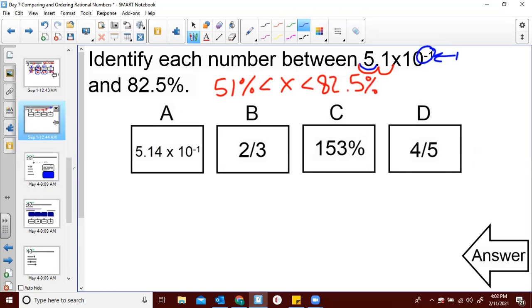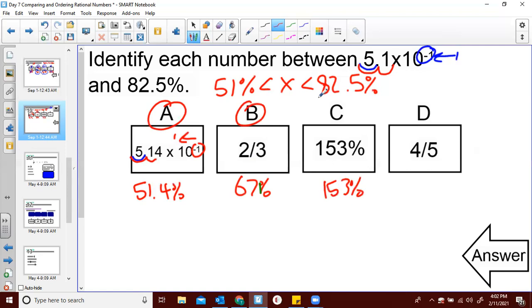So let's look at this guy, go back one, but then I had to come forward, 1, 2. Remember that was because of this -1 here. So I get 51.4%. So you can see that A is definitely going to fit. 2/3 is 67%. We've seen that a couple times. That looks like that's going to fit. This one's already in percent. 153 is way bigger than the biggest part of our parameter, 82.5%. So C's out. And 4/5 is going to be 80%, which is just below 82.5%. So that's going to be a good answer as well.